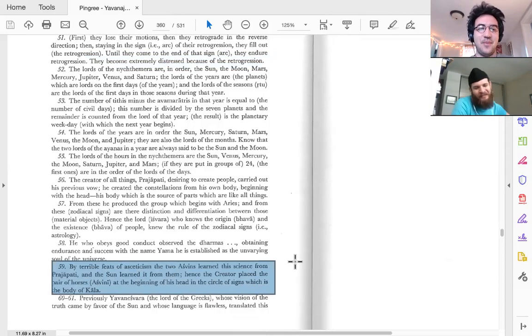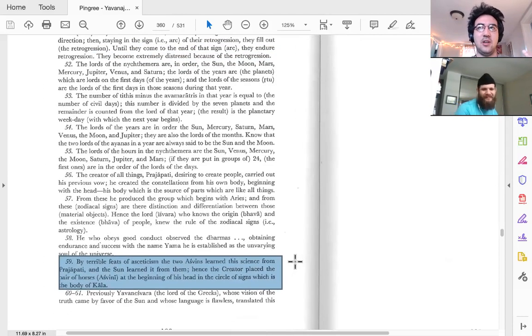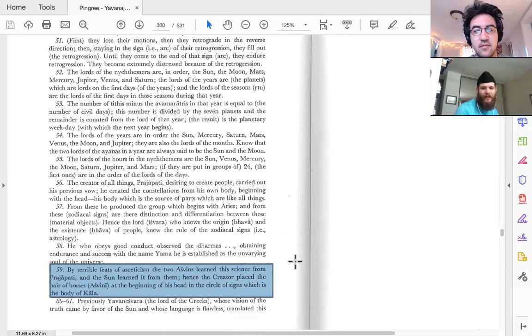Yeah, but I do want to make mention of the fact that in the Vedas, Kritika is the first nakshatra, which is not very common for the debate of the zodiacs.